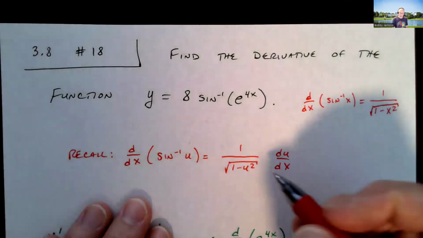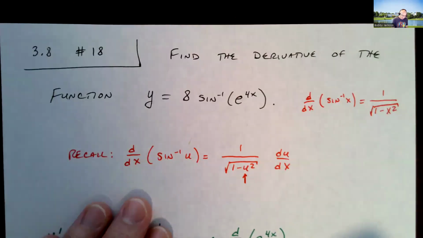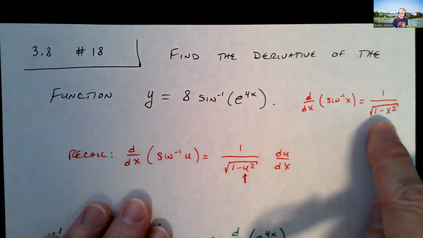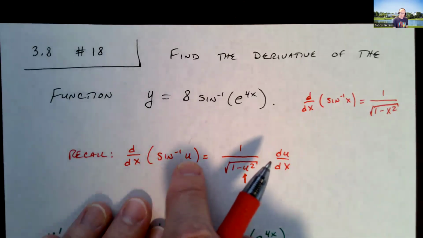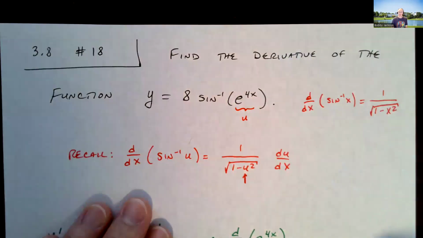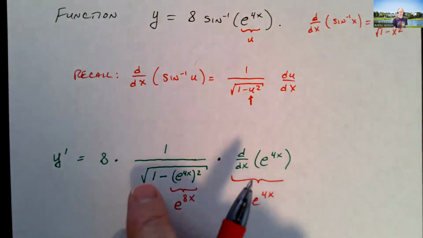But real important here that you're evaluating, right, the derivative of the outer function at the inner function at u. So you don't have the x here anymore. It's whatever u is. In this case, notice our u is this function here, e to the 4x. Okay, so with that, I take the derivative.